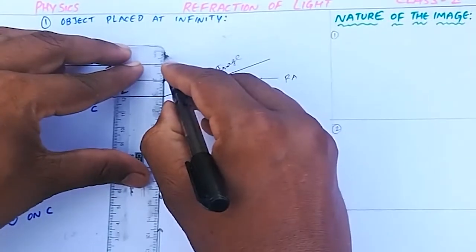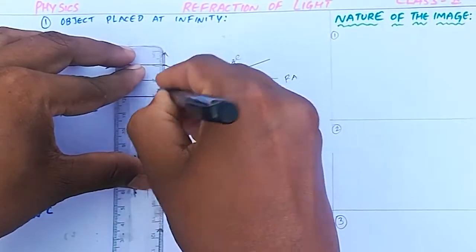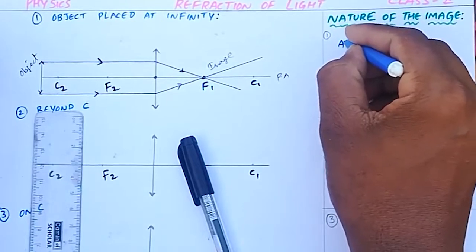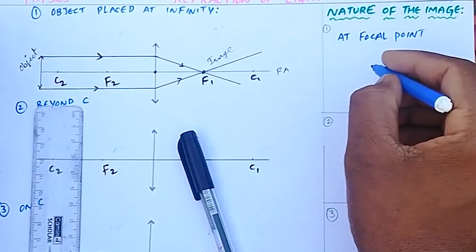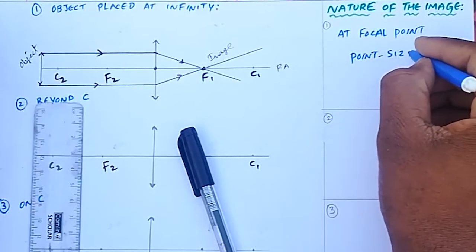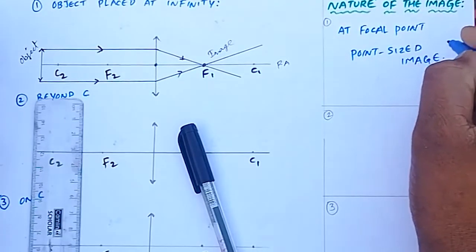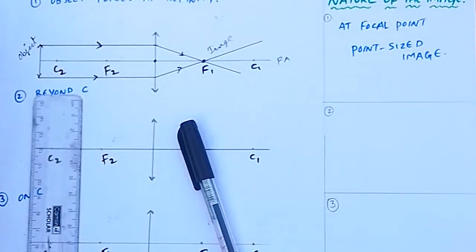So it is a point size image, and where it is obtained, we'll write the nature. It is obtained at the focal point. That means the position of the image is at the focal point, and it is a point sized image. You cannot determine whether it is erect or inverted, so that's why this is a point size image.